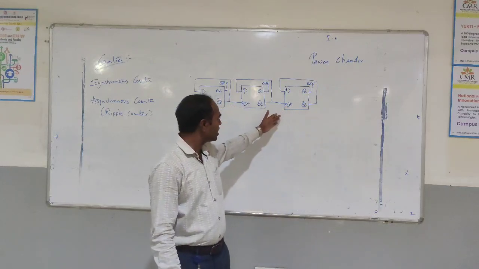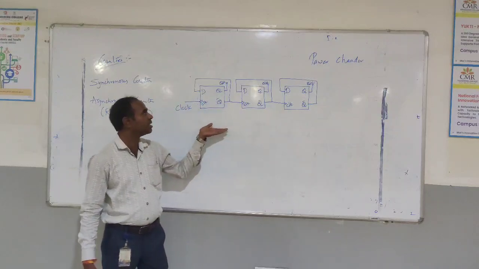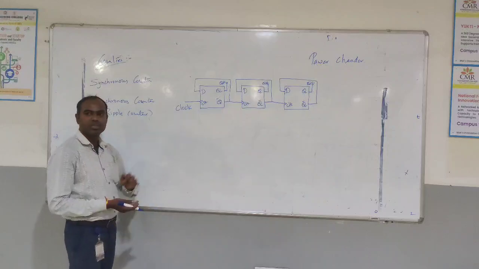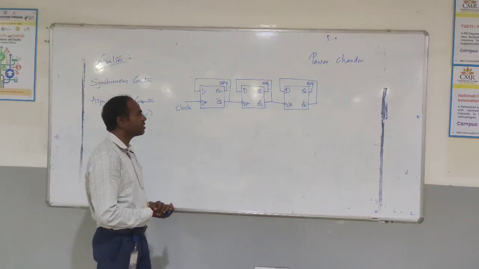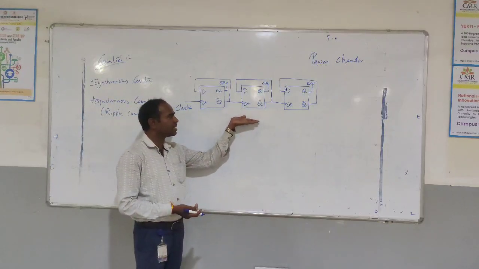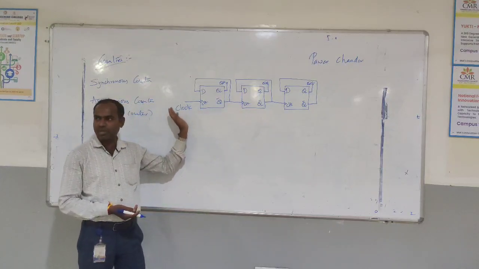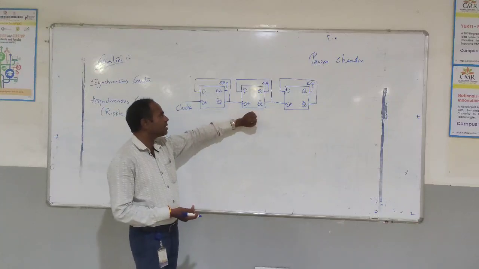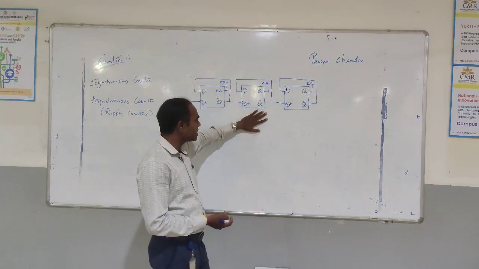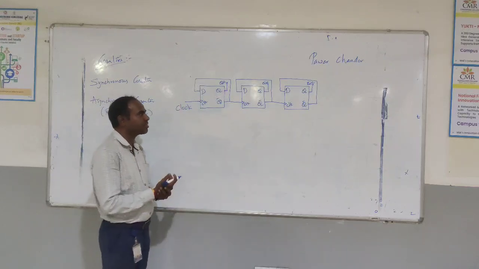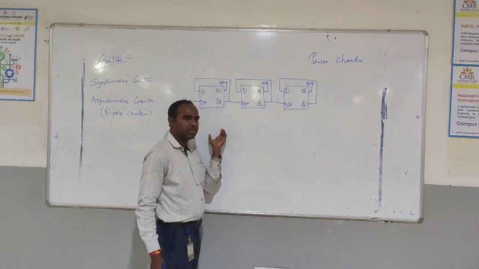So now I have selected the topic for today: the counter, right? This is the asynchronous counter. Asynchronous counter means the clock is independent for the flip flops. A common clock is not given to all the flip flops, because the clock of the second stage flip flop depends on the first stage. So here we are using separate clocks for the flip flops.